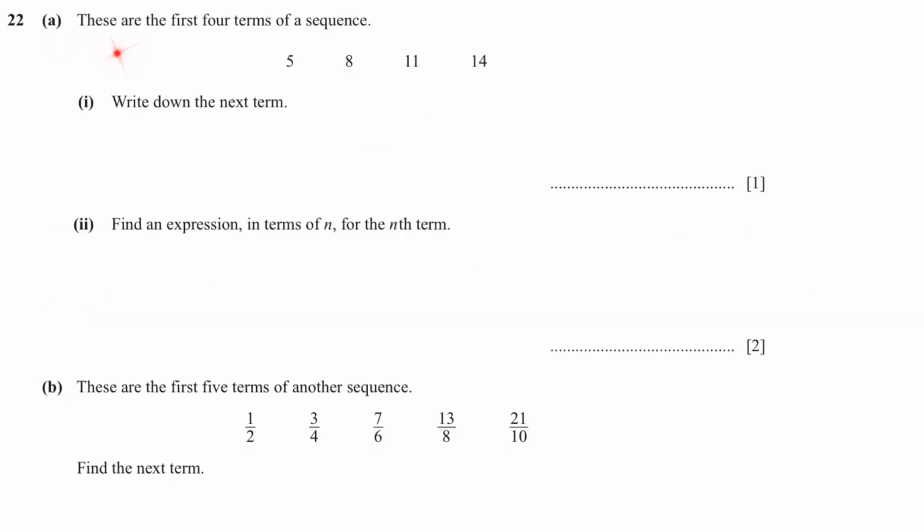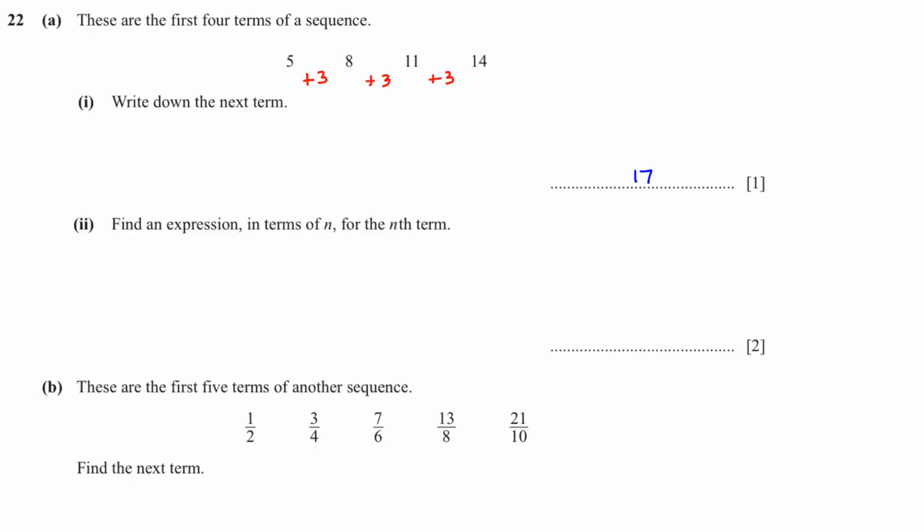Question number 22. There are 4 terms of the sequence. Write down the next term. We can see that 5 plus 3 will give you 8. 8 plus 3 is 11. 11 plus 3, 14. So the next term is going to be 14 plus 3, 17.